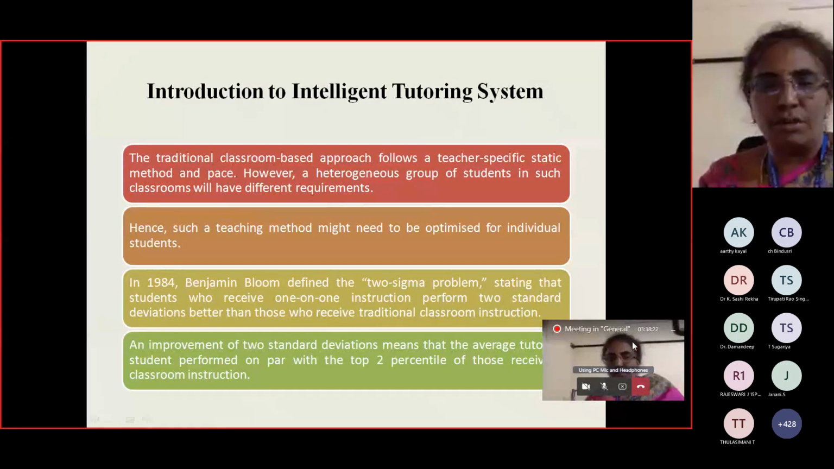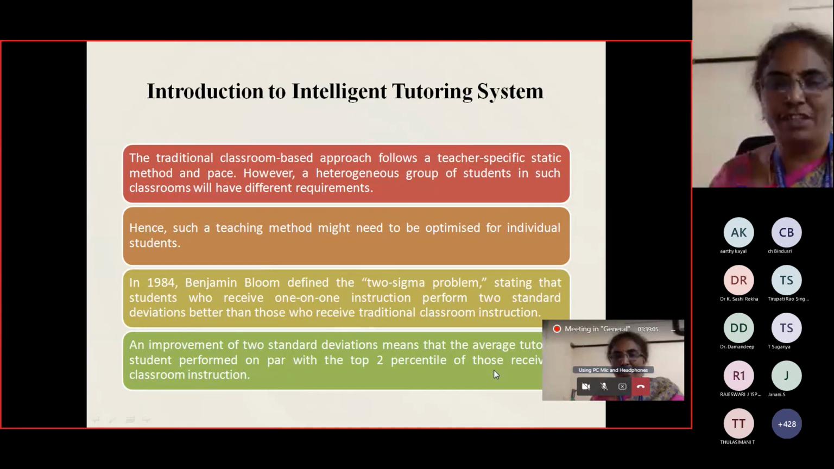if we compare the students who have undergone traditional classroom instruction against the students who have gone through one-to-one tutoring, then it has been observed that an average student from the tutoring system is going to be on par with the top 2 percentile of the students who underwent the traditional classroom instruction. So it's going to be a remarkable improvement in the performance of the students when one-to-one tutoring is being offered. That is, the student faculty ratio is 1-to-1. That is, for one faculty, one student.